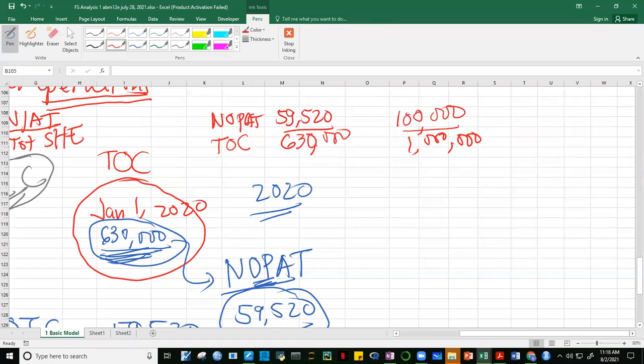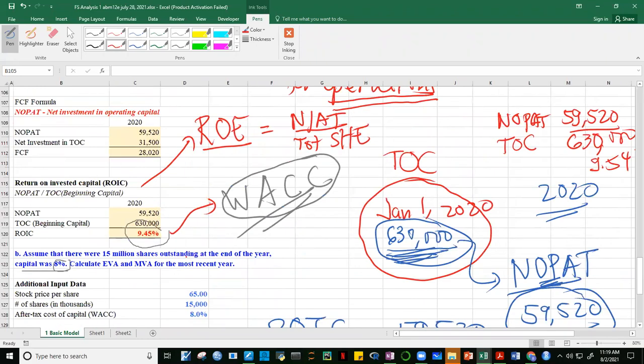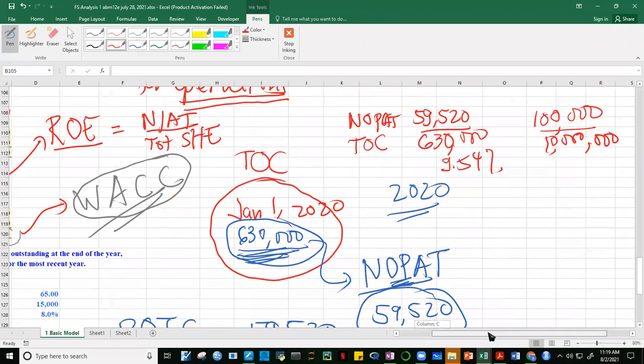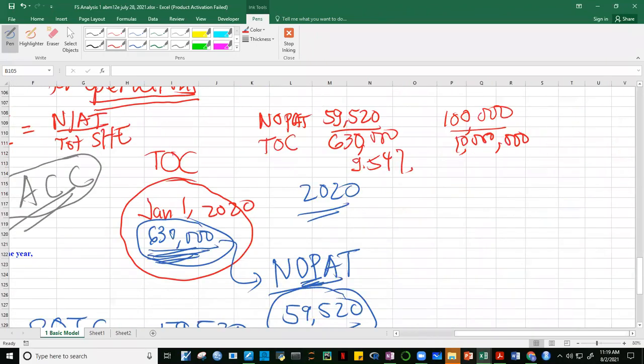Sabihin natin 10 million to dramatize the example. Okay, 10 million yung ginamit na TOC niyan. So sino mas magaling? Lumabas na ang answer nito 9.54%, di ba? Tama ba? 9.54% nga ba? That's our ROIC. Ito, no? 9.45% pala. Sorry. 9.45%.